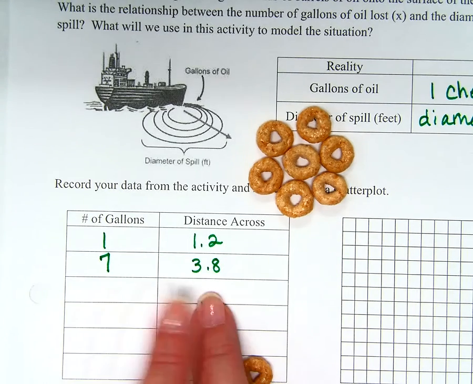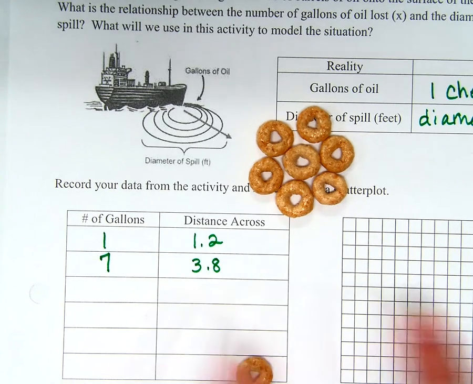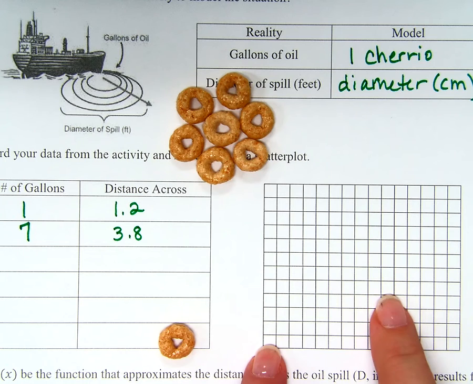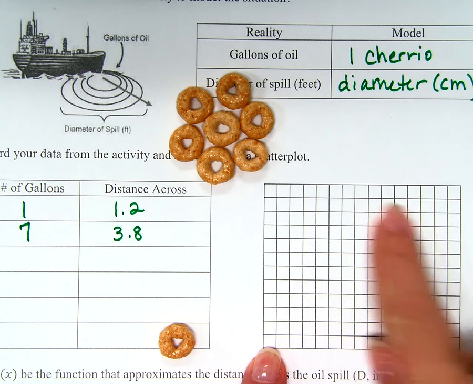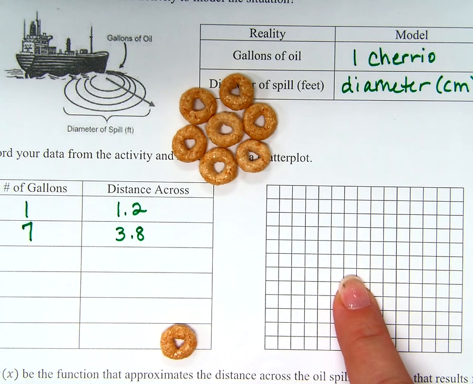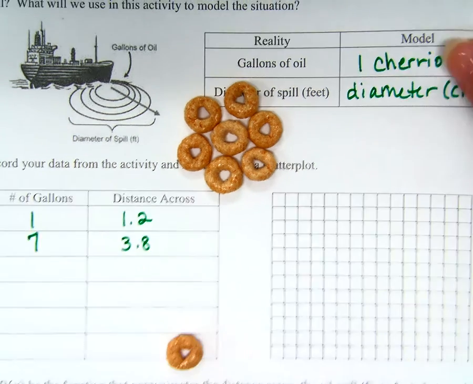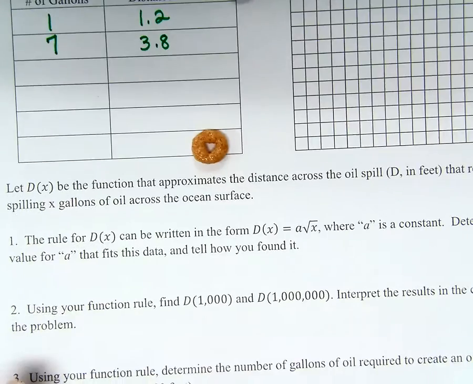Record your number of gallons, record your distance across. Okay. Then you're going to plot it on this graph, and you may want to plot it later because this takes a bit of time. Time-wise, we definitely want to get to the questions at the bottom during class. So you may want to do this later at the end of class or maybe at home. Okay? And then you're going to need to answer the questions at the bottom.